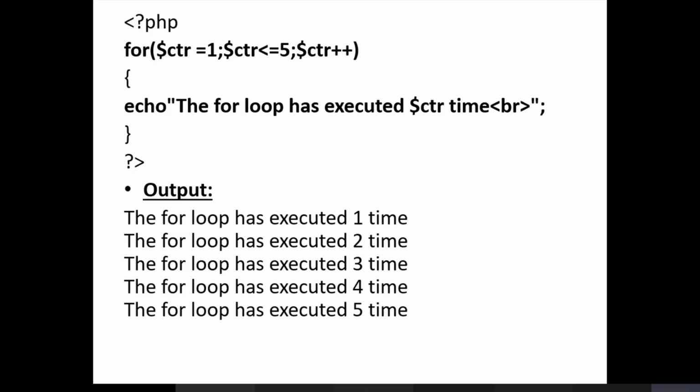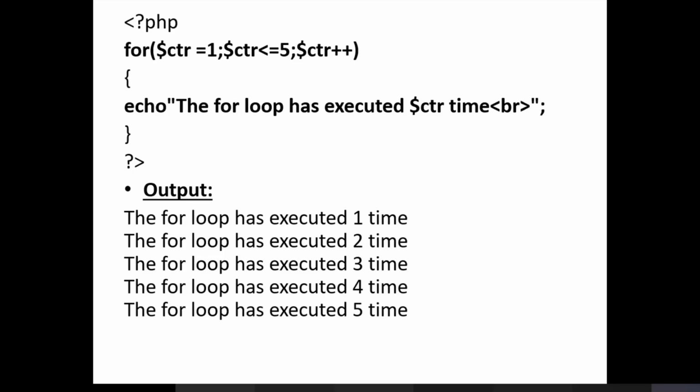And then it again moves back to CTR plus plus. Here the value gets incremented by 1 again, so the value becomes 4. So 4 is less than or equal to 5, then it again comes into the loop. The for loop has executed 4 times. And then again CTR plus plus will increment the value by 1, to 5. Then the condition checking will be there, 5 less than or equal to 5, and then it displays the output, the for loop has executed 5 times.